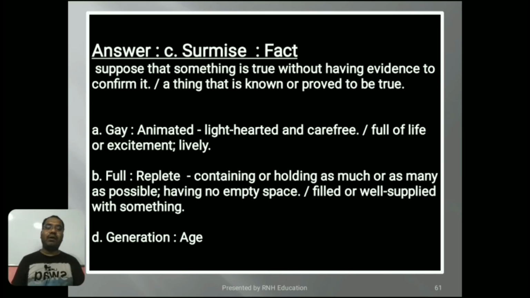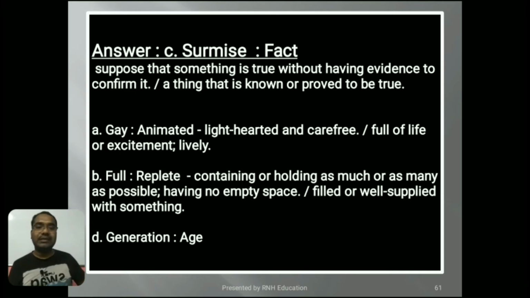The answer should be option C, that is surmise and fact. What does surmise mean? Surmise means to suppose that something is true without having evidence to confirm it. There is no evidence, no proof, that is called surmise. And fact is a thing that is known or proved to be true. So the right answer here in opposition is surmise and fact.